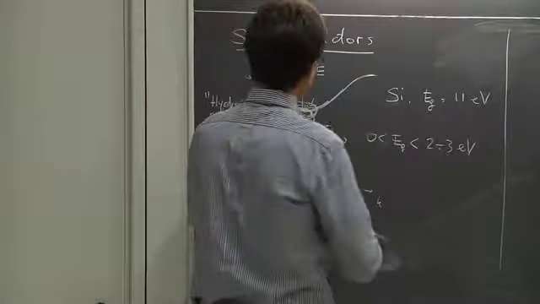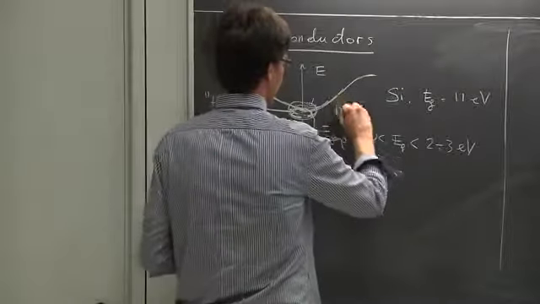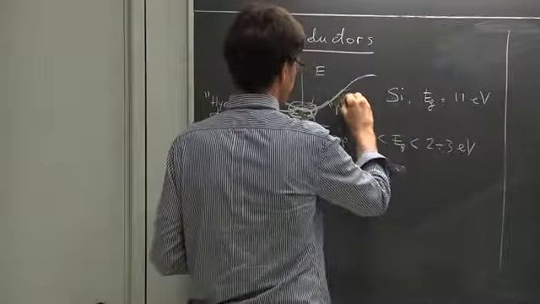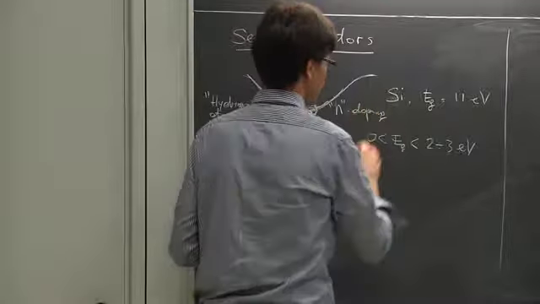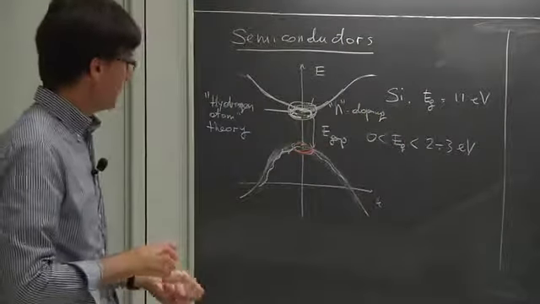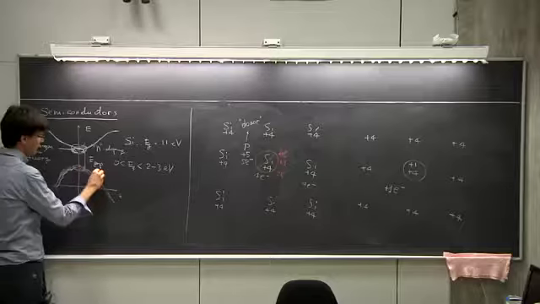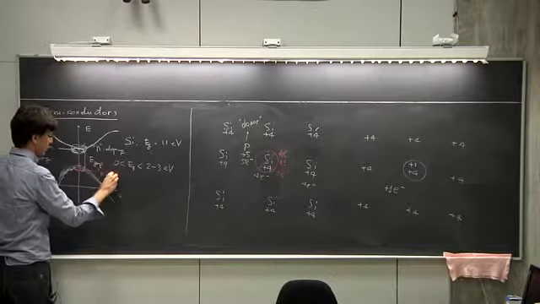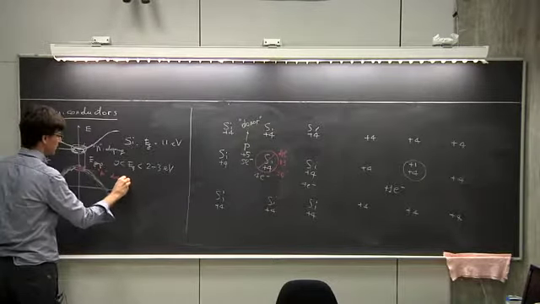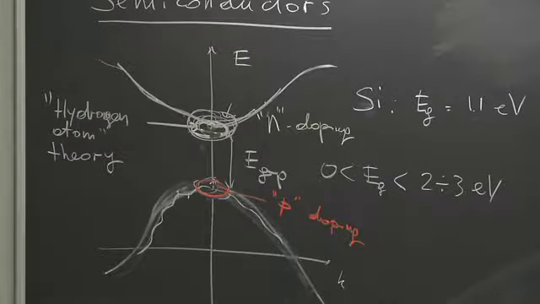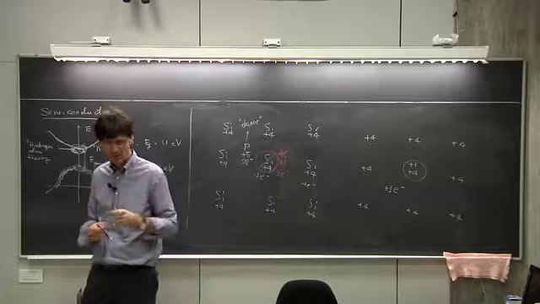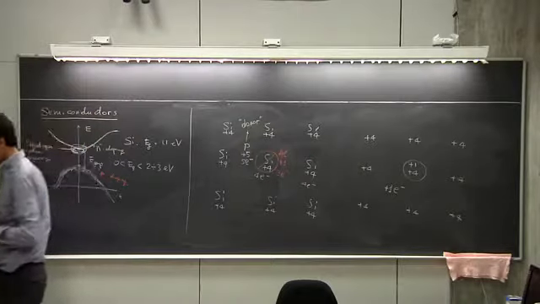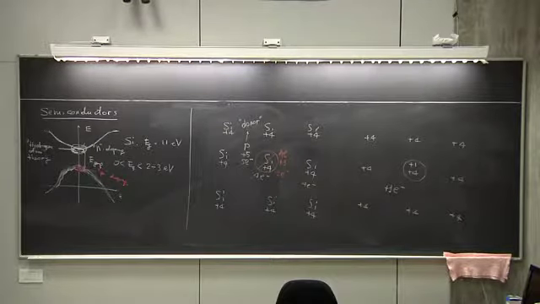Now, this goes under the name of N-doping because I'm introducing negative charges, electrons, and this goes under the name of P-doping because I'm introducing positive charges. Well, they're not really positive charges. They are missing electrons, which I can treat as positive charges, as we discussed last time.